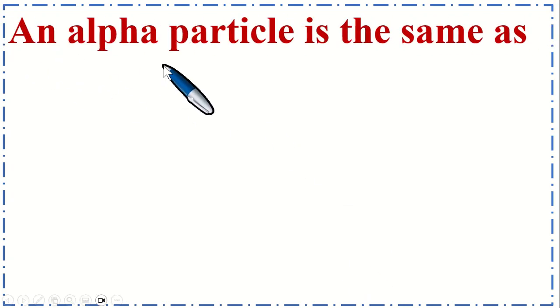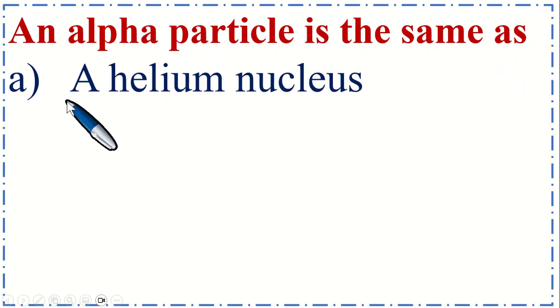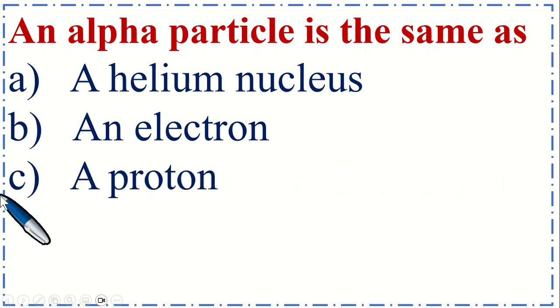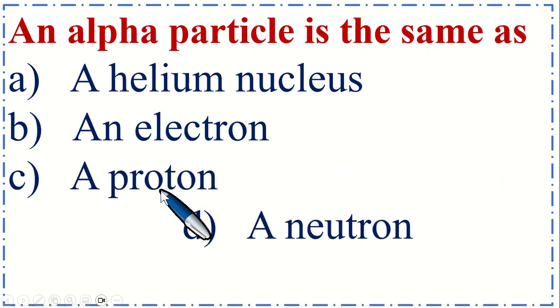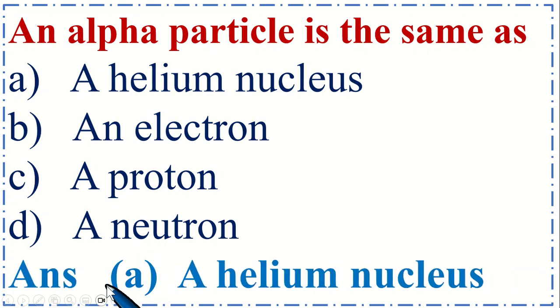An alpha particle is the same as: option A, a helium nucleus; B, an electron; C, a proton; and option D, a neutron. So the correct option is A, a helium nucleus.